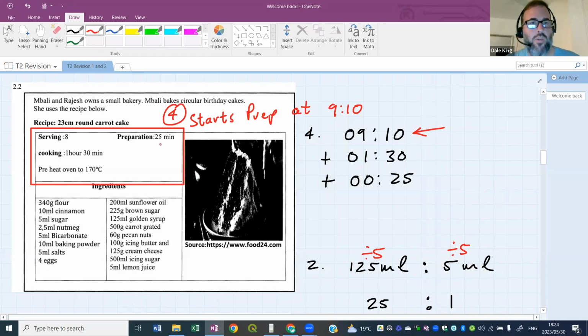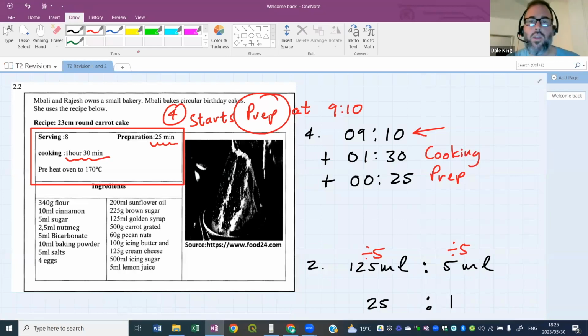He's adding on the preparation time because the question says, and I wrote it here, starts preparing at 9:10 and the preparation takes 25 minutes. Then the cooking takes 1 hour and 30. So Emmanuel's got the prep time here of 25 minutes and the cooking time in his sum over here. All right. And he's adding it onto the 9 hours and 10 minutes. All right, Emmanuel, what did you get?